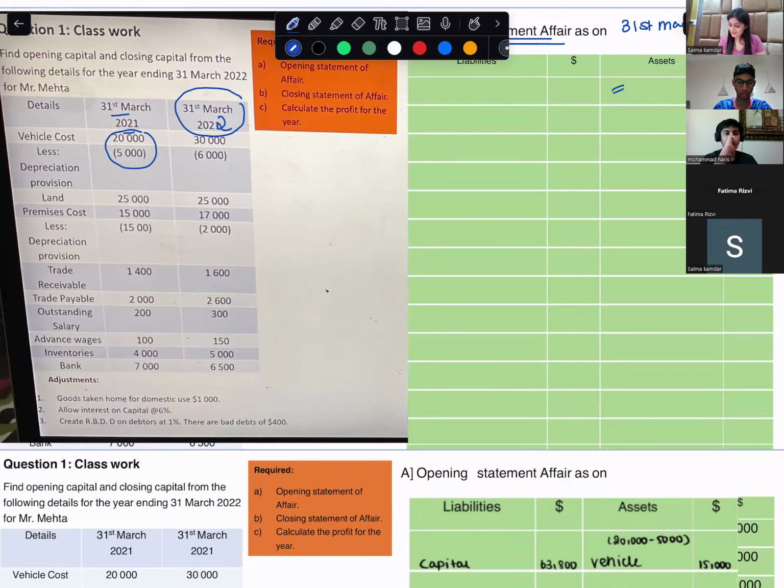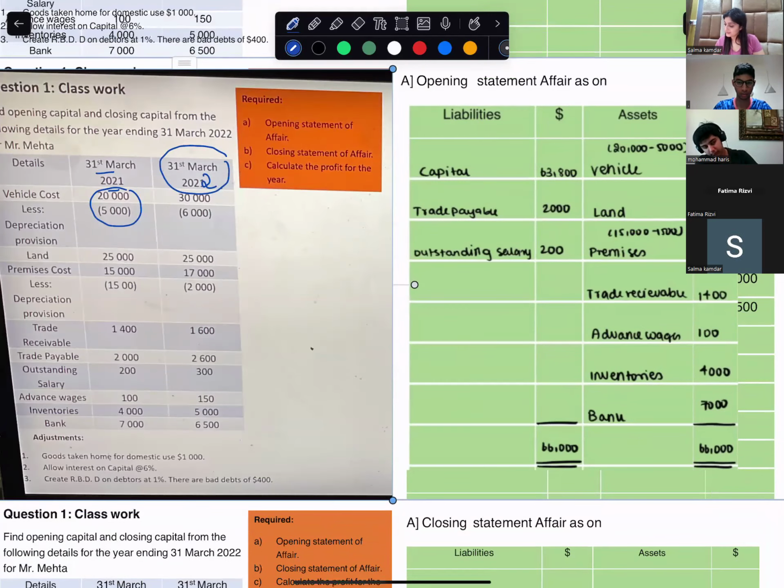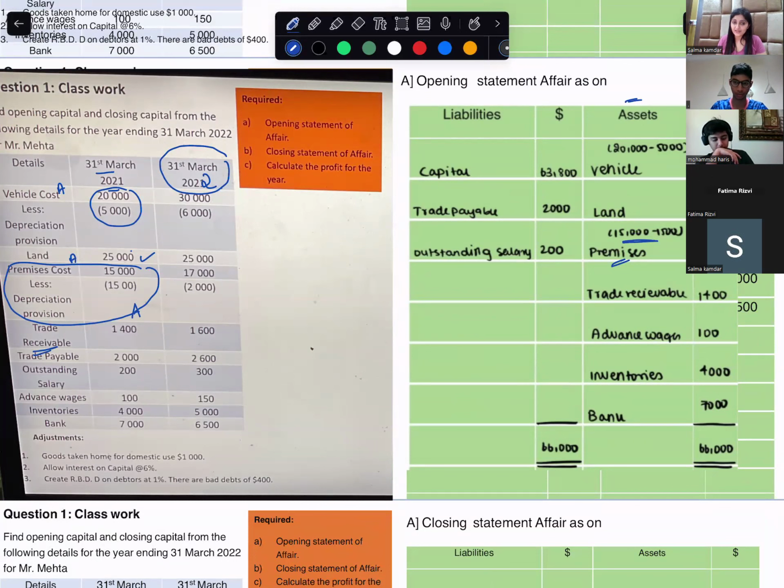Vehicles minus depreciation. Can we do that? Yes, miss. Similarly, for land, what will we do? We'll write it directly on the debit side, or the asset side. Are you with me? For premises, again, we will write it on the asset side, premises minus depreciation. Is trade receivable an asset or a liability? It's a current asset, so I will write it on the asset side.